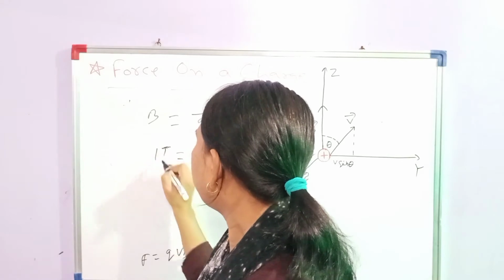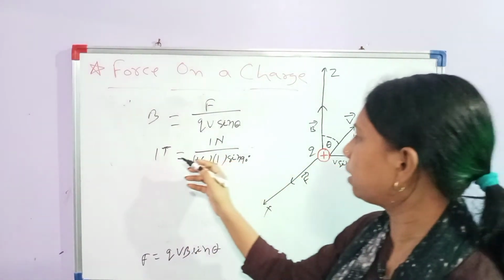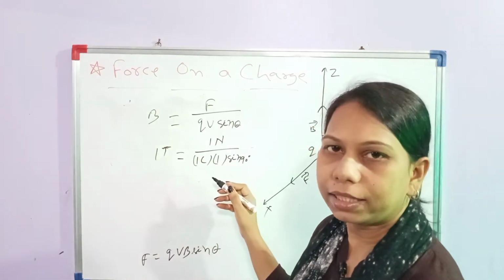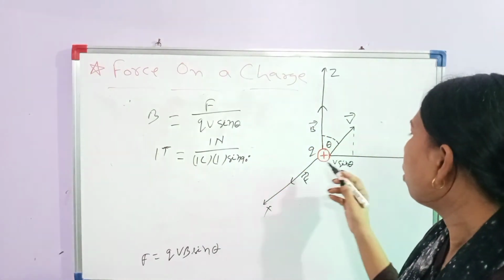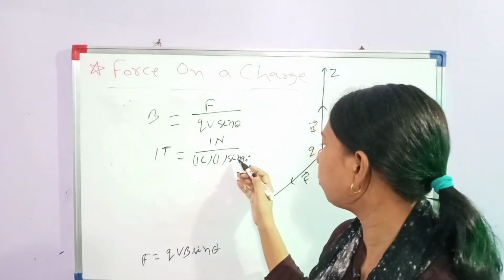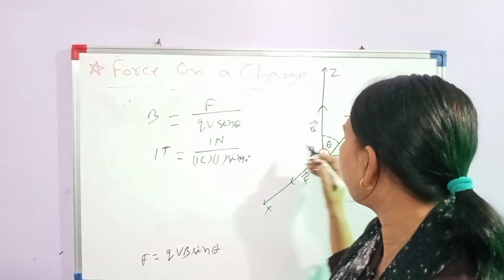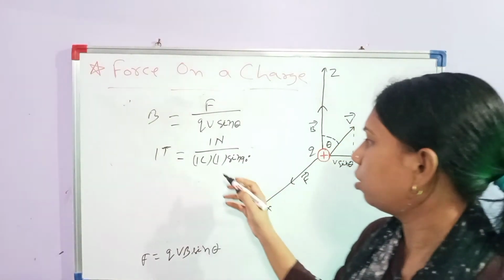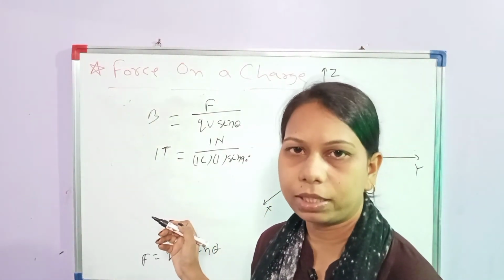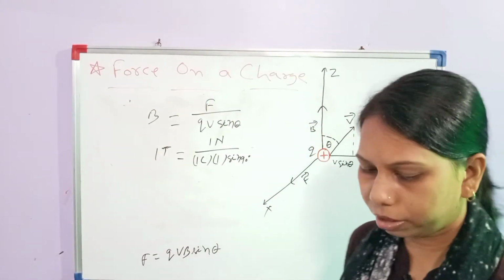So strength of magnetic field at a point is said to be 1 Tesla if a charge of 1 coulomb moving with a velocity 1 meter per second in a direction perpendicular to the direction of magnetic field experiences a force of 1 Newton. So this is the value of 1 Tesla. I hope all of you got it.